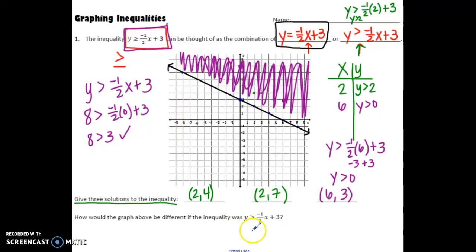So what would be different if instead of it being y is greater than or equal to negative 1/2 x plus 3, what if it was just y is greater than negative 1/2 x plus 3?